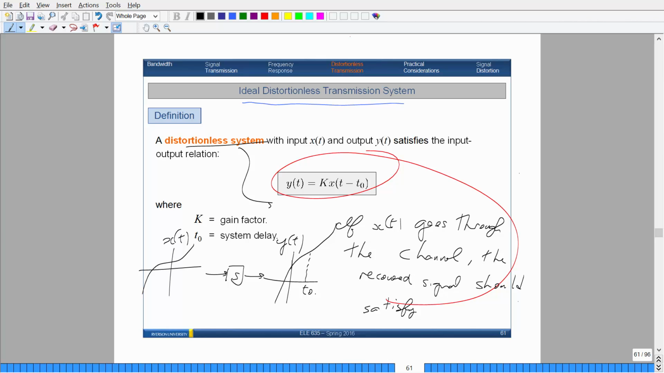So you put some signal into your channel, the output should take every single point and multiply by some gain factor. It could be larger, it could be smaller, doesn't matter. And you have to make sure that every single point is delayed by the same amount. All right, so that's what we classify as a distortionless system.